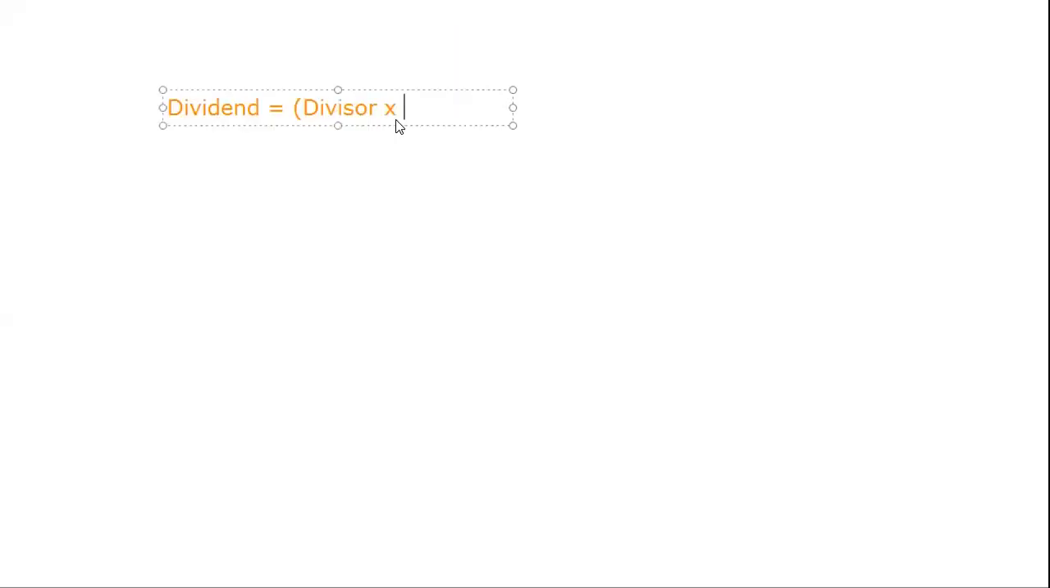Quotient. Times what? Very good. Times the quotient. Excellent. Plus what? Remainder. Excellent. Very good. That's the rule. That's the general rule that you need to study very well. In a little while I'll let you write it down, but now just pay attention to the board.